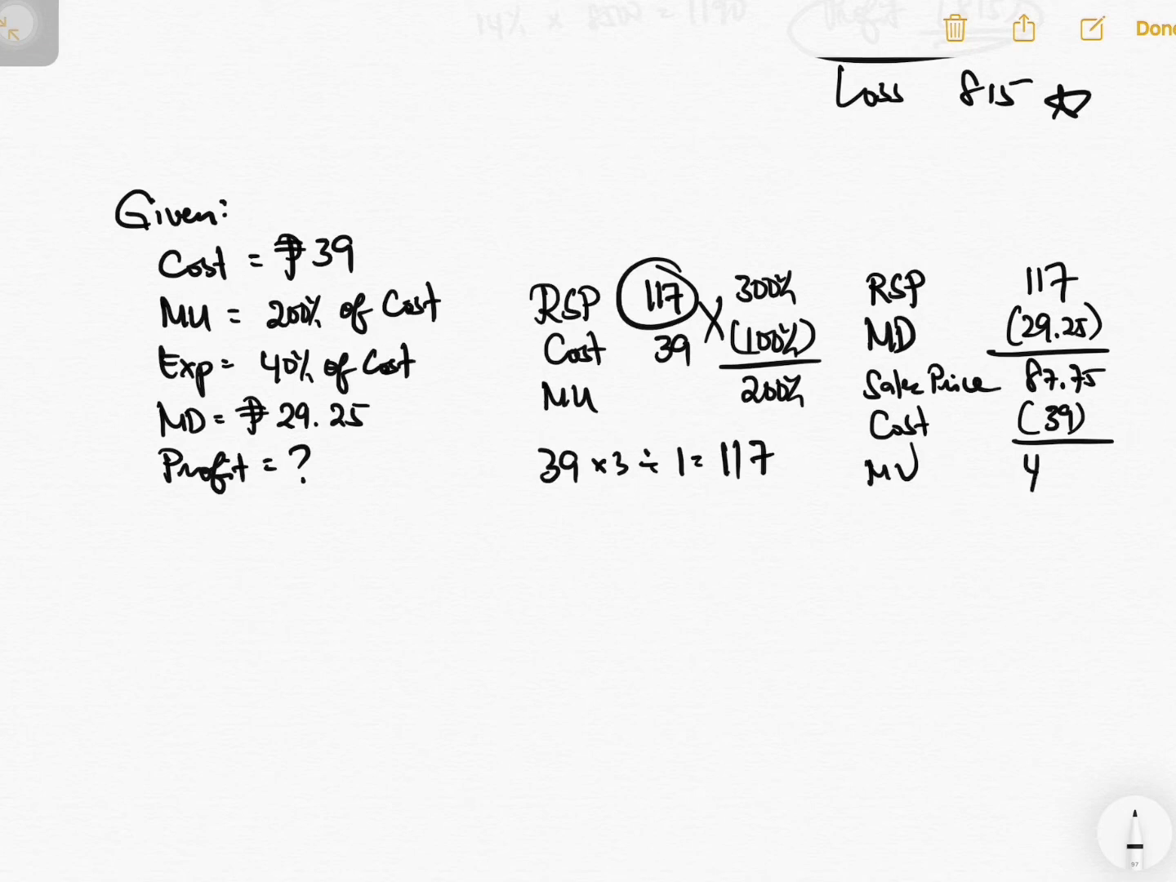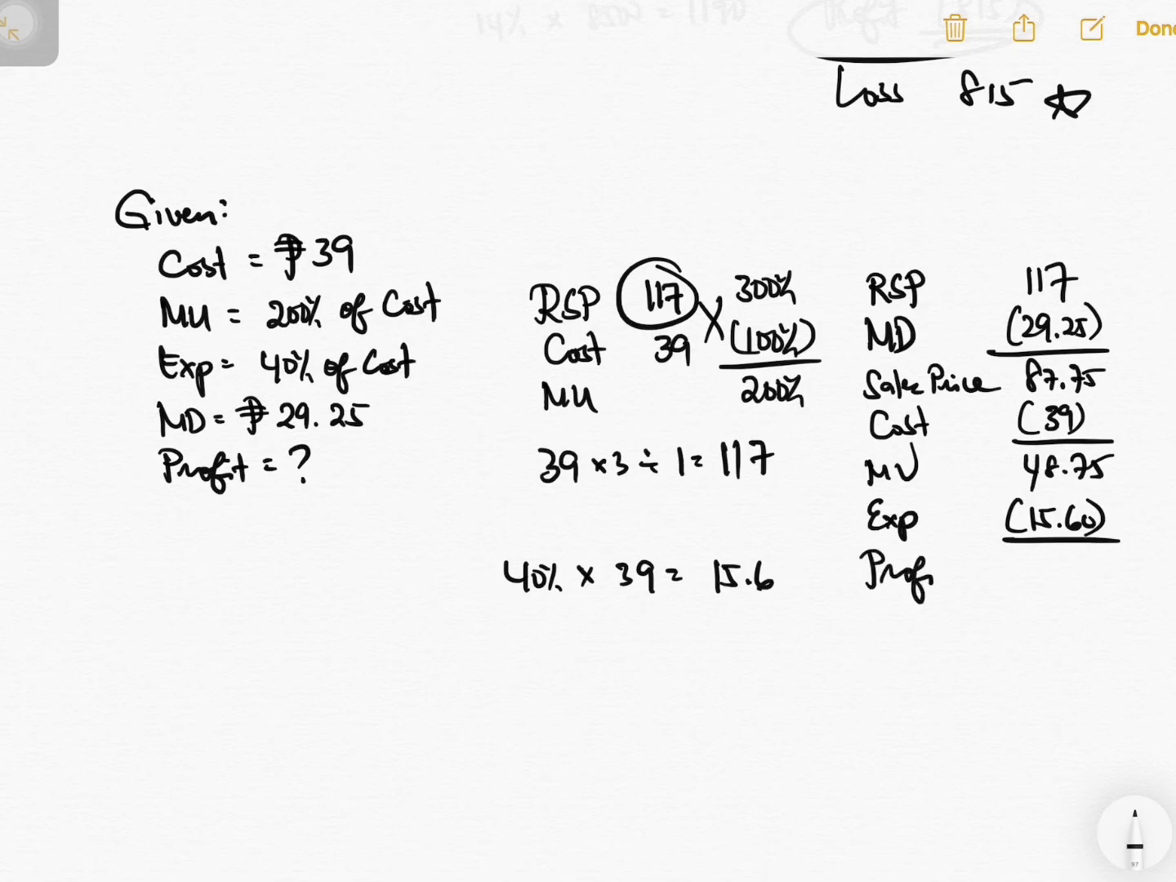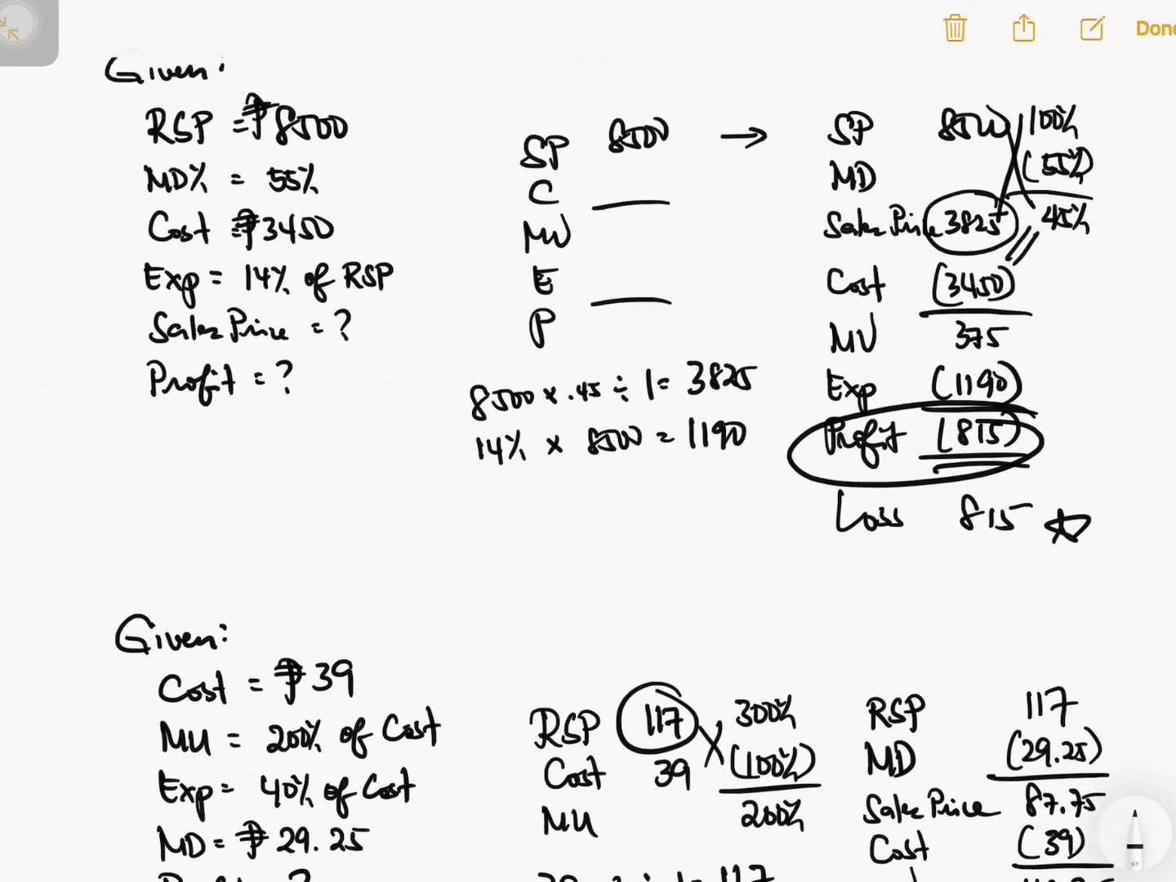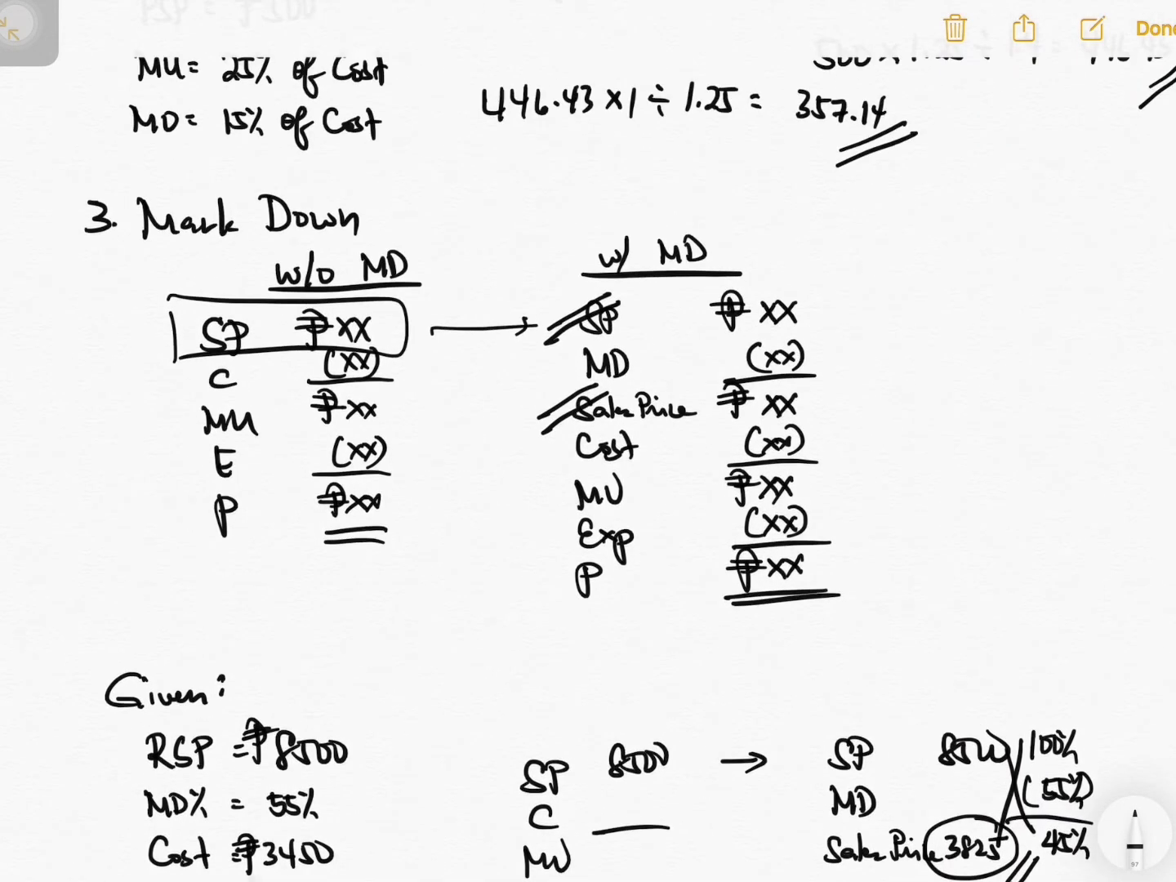So it's 48.75 minus your expense. Expense is 40% of your cost, 39. So 39 times 40%, it's 15.6. So this is 15.6, giving you a profit of 33.15. So that's how you solve problems if you are given a markdown in a problem.